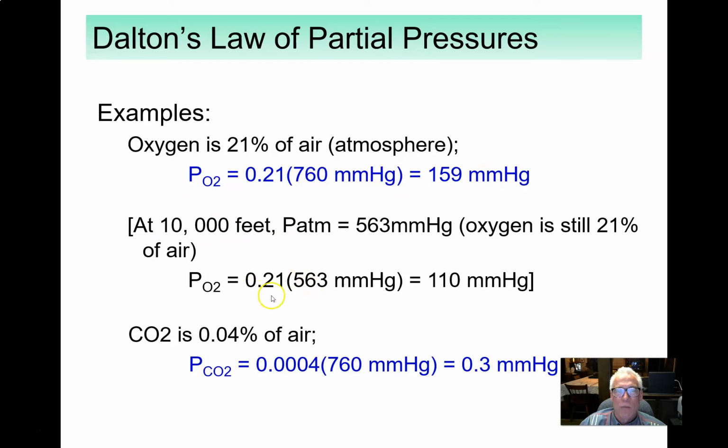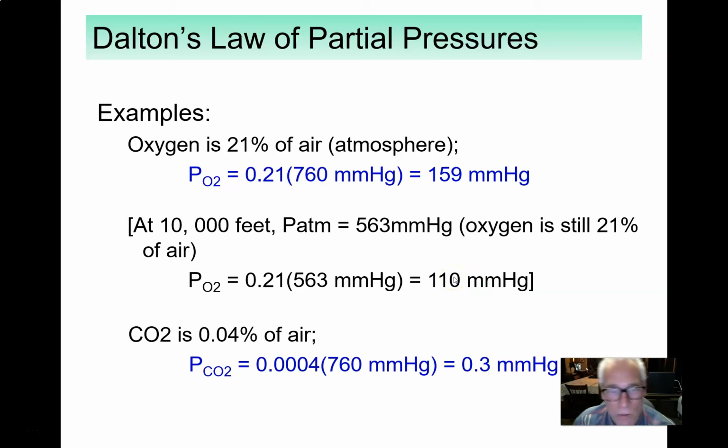Oxygen is still 21% of the gas. That's its percent in the mixture. Look at how much total pressure there is up there, though. Now the pile of air is much more shallow, and there's only 563 millimeters of mercury of air pressure upon us, times 0.21 tells us that up on top of the mountain at 10,000 feet elevation, there's only 110 millimeters of mercury partial pressure oxygen, so a lot less oxygen up there.